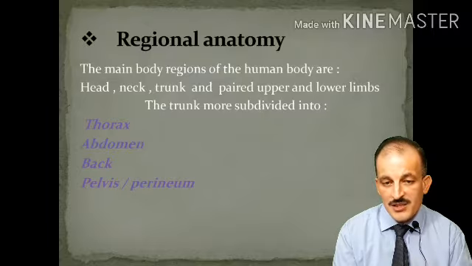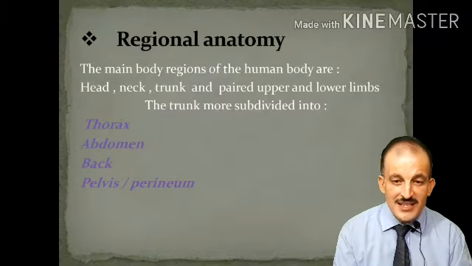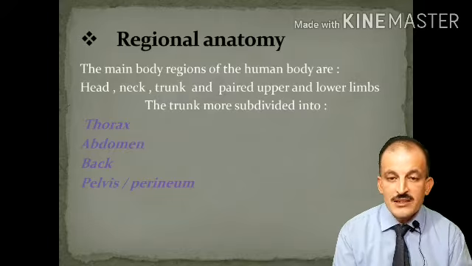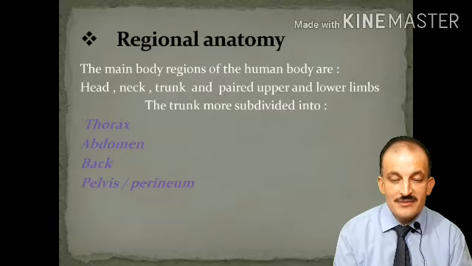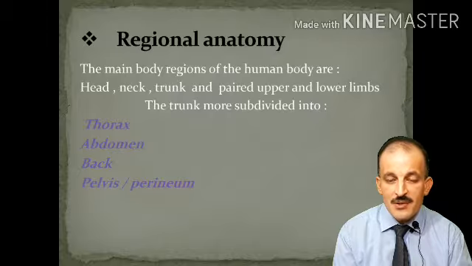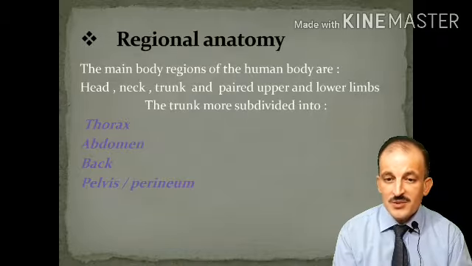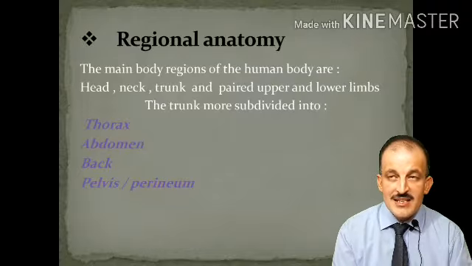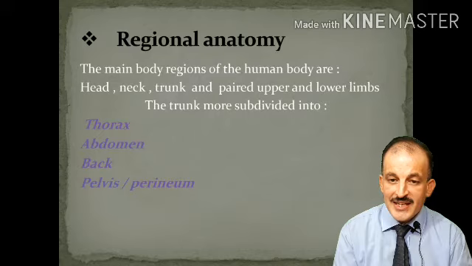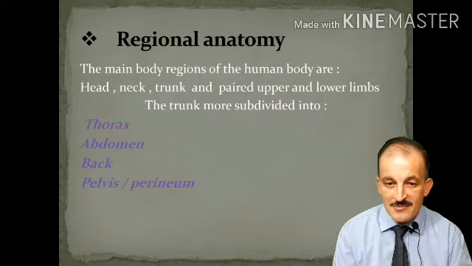A few notes about regional anatomy. Regional anatomy is our study, by the way. Regional anatomy by Snell is the type of anatomy that studies the human body by dividing it into regions. The main regions of the human body are the head, neck, trunk, and paired upper and lower limbs.